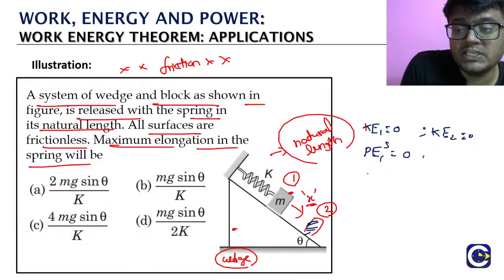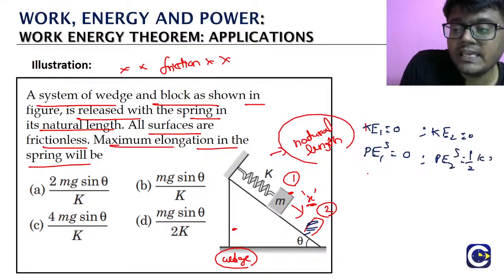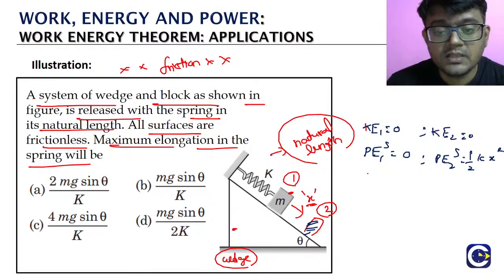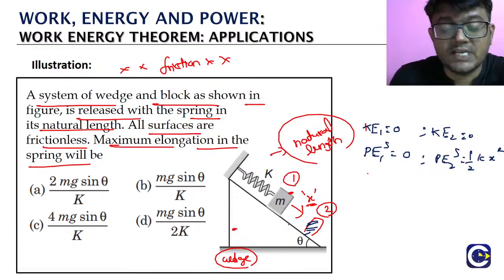Okay? What is next? What is the potential energy of the spring initially? 0, because the spring is at natural length. Finally, half kx square. Other than the final spring potential energy, here there will also be the gravitational potential energy of the block.